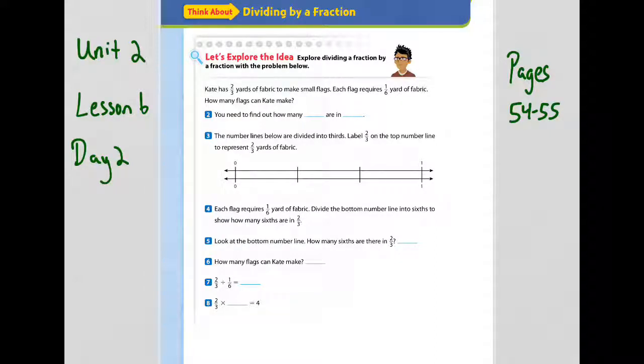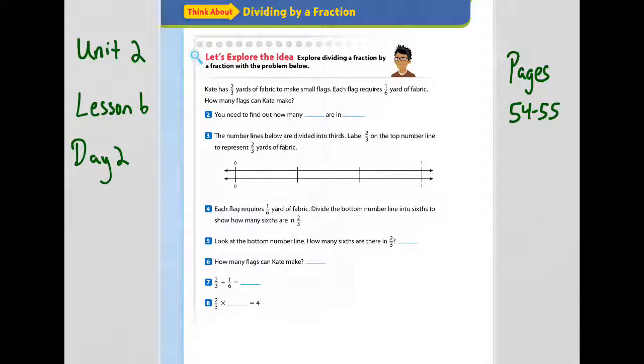All right, so here's the plan for today. We're in the second day of lesson 6, and we're going to do some more exploring of what it means to divide a fraction by a fraction. We're going to use number lines and other pictures to help you understand it. Remember, you don't need to be able to solve the math problem so much as understanding the idea today.